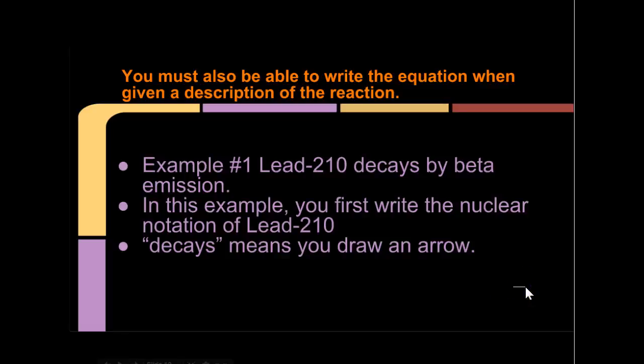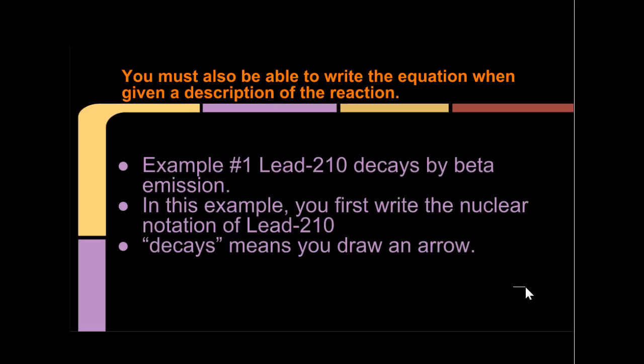You're also going to have to be able to write the equation when given the description of the reaction. So I'm going to actually tell you in words what's happening. This first sentence is going to be all that I tell you. Example: Lead-210 decays by beta emission. I'm going to step it out for you line by line and tell you what to do.